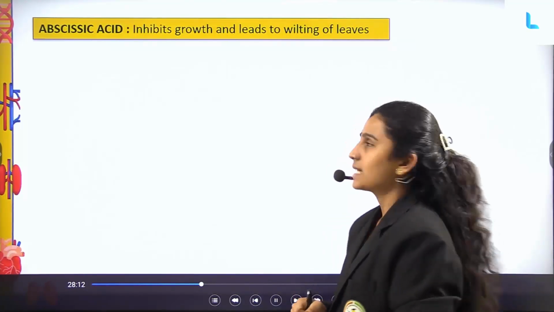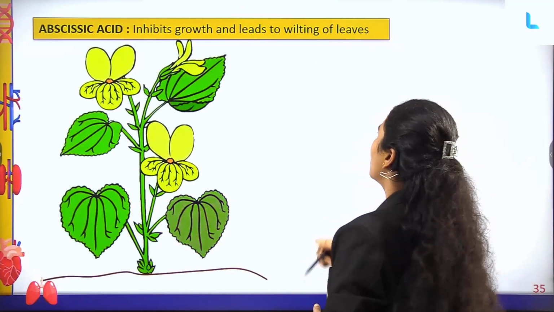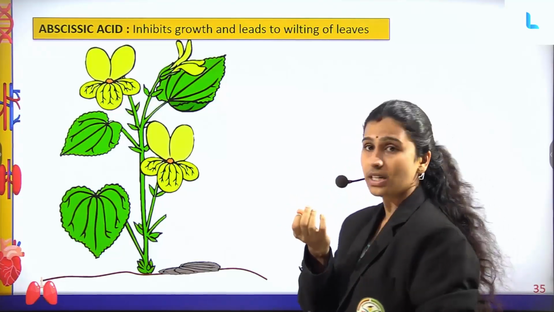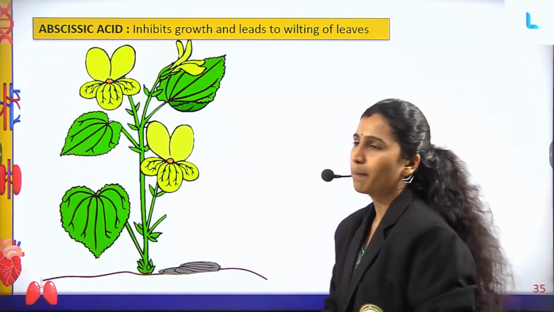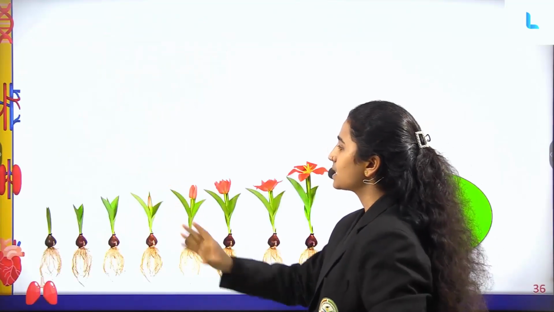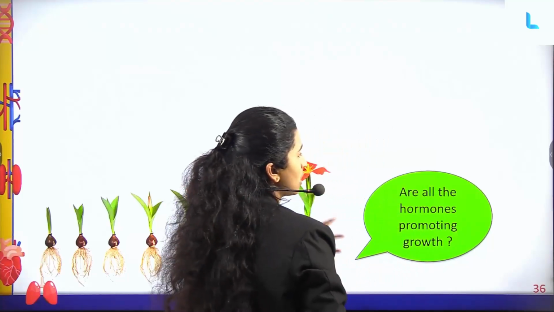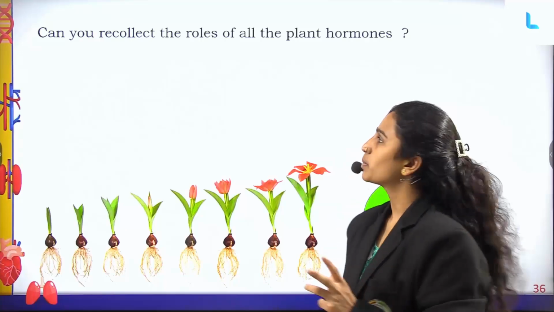Next is the abscisic acid, the ABA. This is going to inhibit the growth and it will lead to wilting of leaves. So it is the senescence phase of the plant, that is, it will inhibit the growth of senescent leaves and will help the younger ones to grow. So all these are the growth promoting hormones.